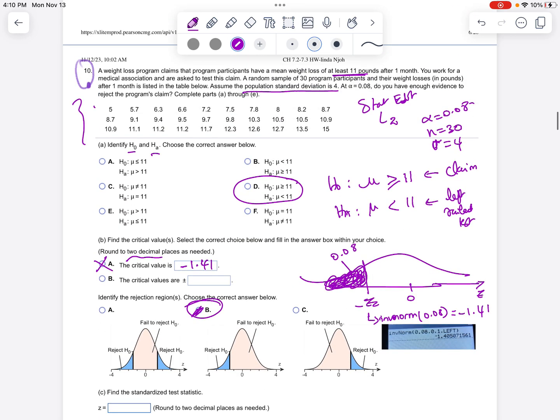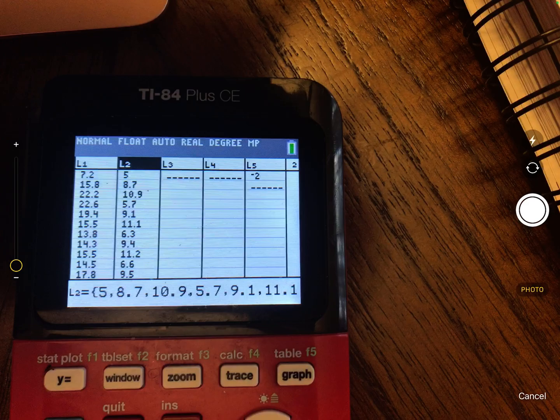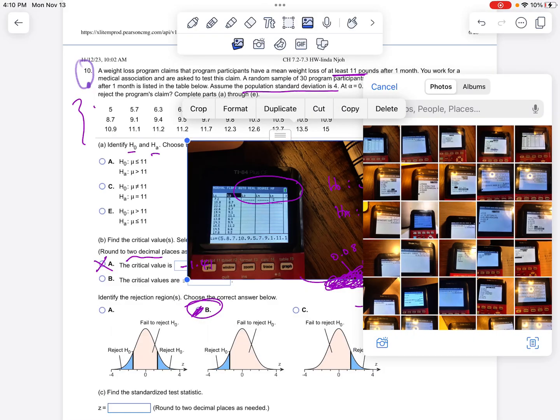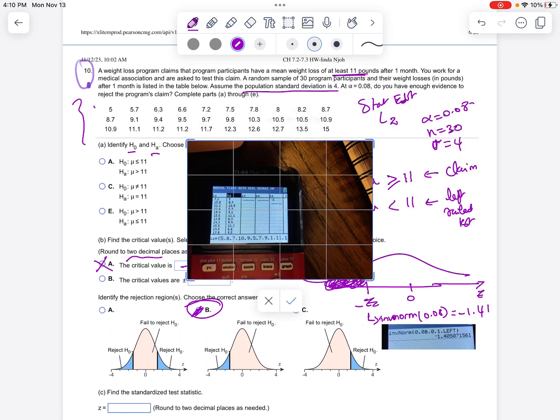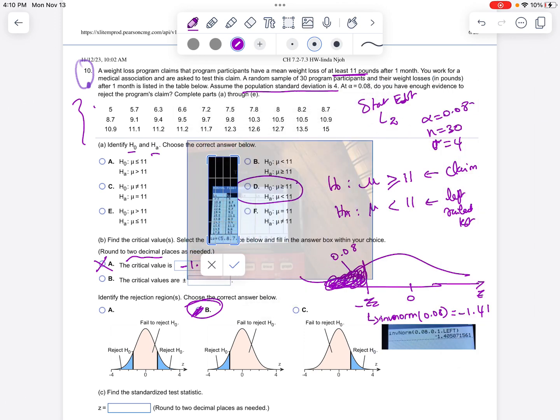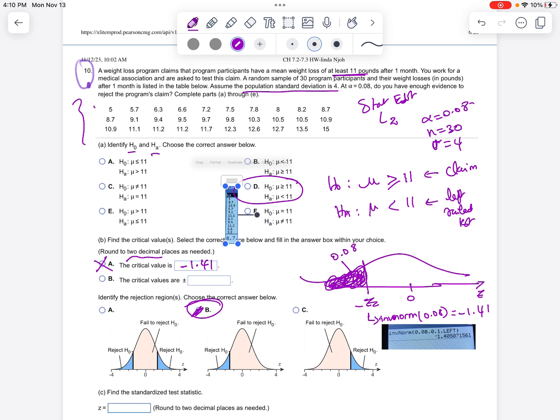And the other thing is finding the Z statistic. So you put the data first in Stat Edit. My data is already in. Let me show you where my data is at. My data is right here. It's in L2, just so we are all on the same page. You can put your data in L1, wherever you like. You can even put it in L3. My data is already in L2.